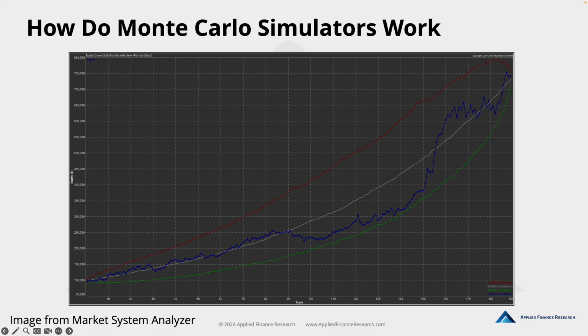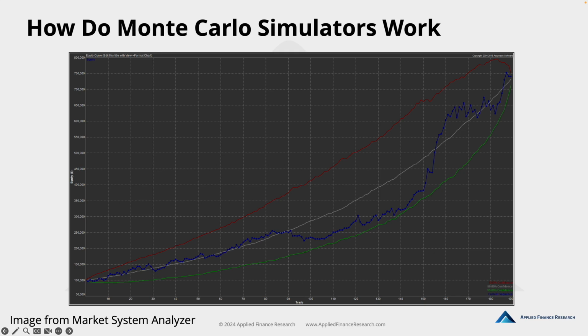Now, going back to the Monte Carlo simulation from Market System Analyzer, let's take a look at the other lines on this graph that we haven't talked about yet. We know that the blue dots are the backtest trades in their actual sequence. The gray line is the average line of the Monte Carlo simulation, and in this case we did 1,000 runs of the 190 trades. The red line is the upper 95% confidence interval, and the green line is the lower 95% confidence interval. But what does that mean?